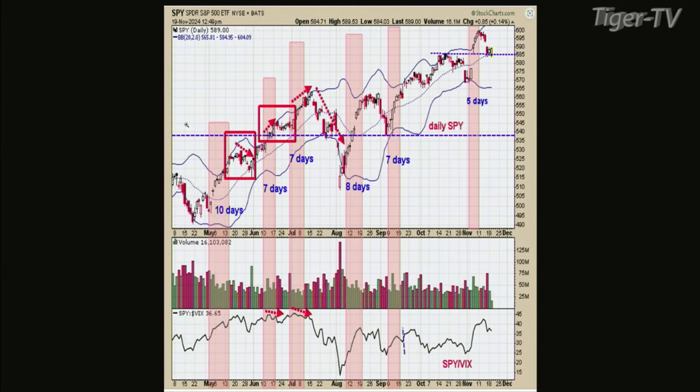Right. So anyhow, the shaded pink areas: I have 10 days, 7 days, 7 days, 8 days, 7 days. And the current setup is 5 days. For how many days up in a row, the statistics are a little bit different, but in general, when you get at least 5 days up in a row, the market's higher within 5 days over 70% of the time. And the more days you get up in a row, that actually increases. Over a week and a half ago, we had 5 days up in a row, predicting the market would be higher within 5 days. Well, it's actually been over 5 days.